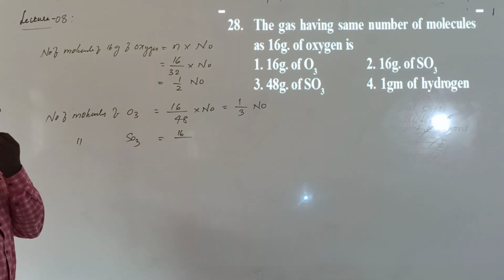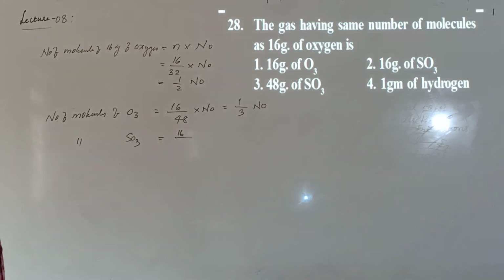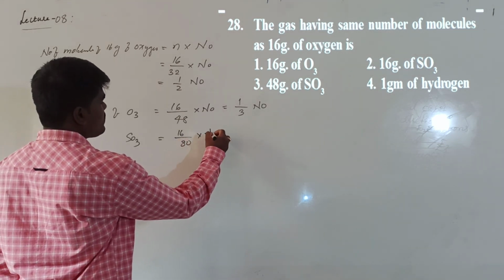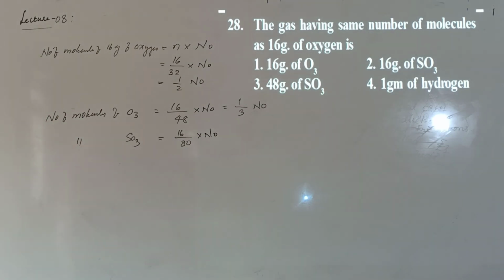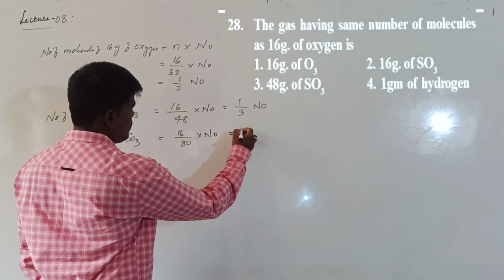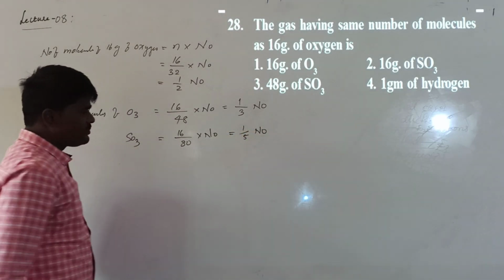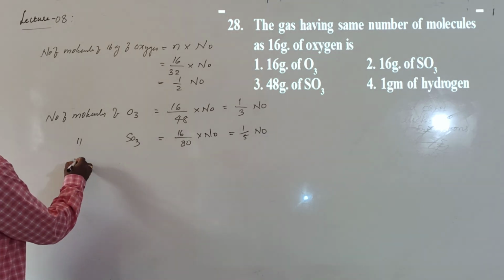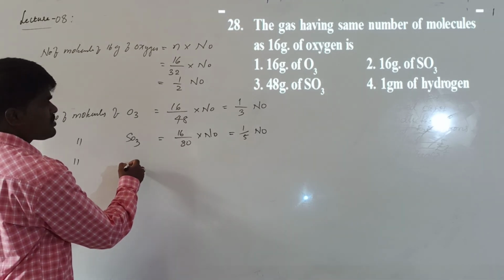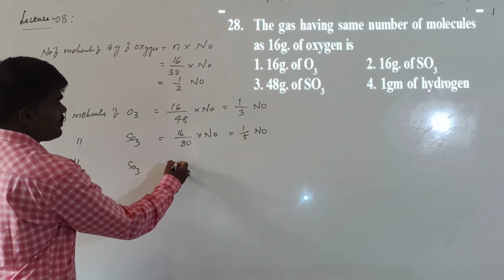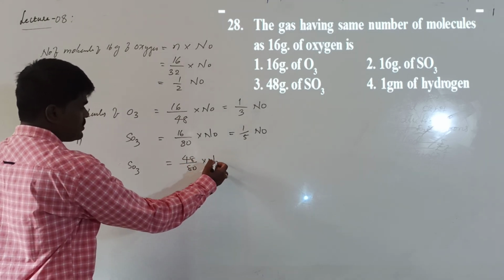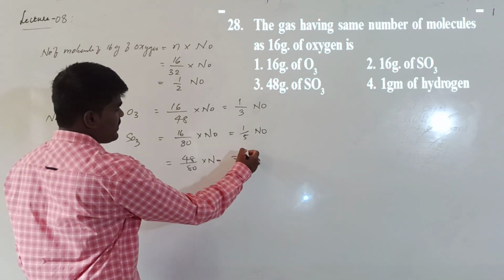16 upon, what is the molar mass here? 32 plus 48, the molar mass of SO3 is 80. How much does it come? It comes to 1 by 5 moles. And the number of molecules in 48 grams of SO3 is 48 by 80, which comes to 3 by 5.